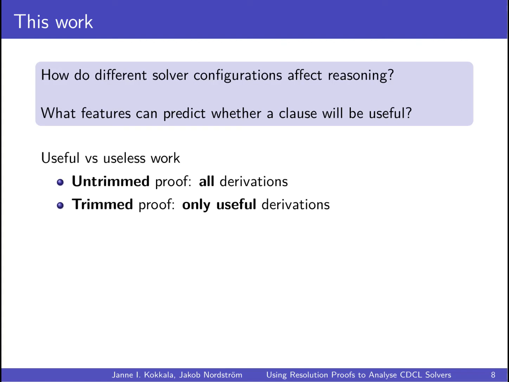As mentioned earlier, we divide the work done by the solver into useful and useless work. We call the proof containing all derivations, both useful and useless, the untrimmed proof, and the smaller proof containing only the useful derivations, the trimmed proof.